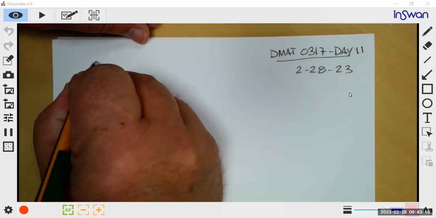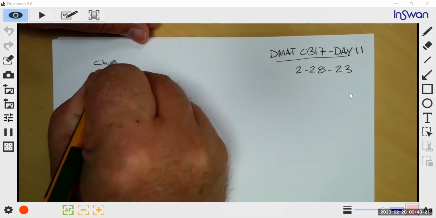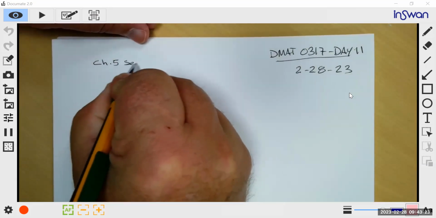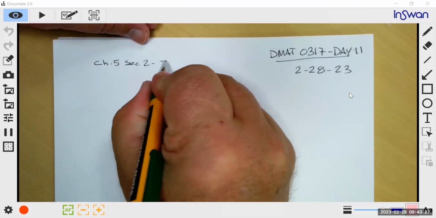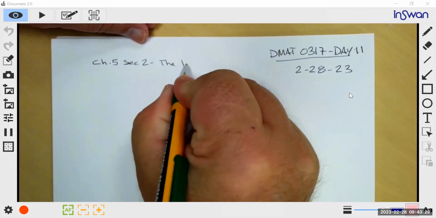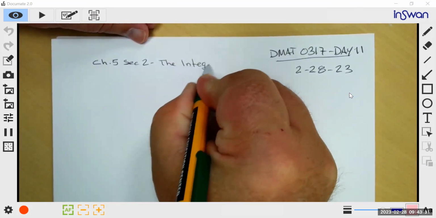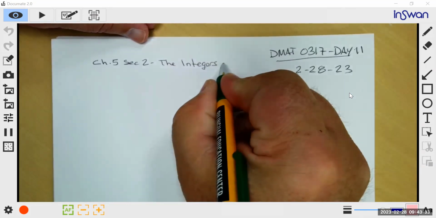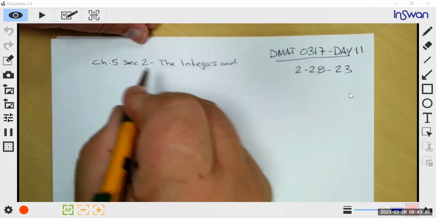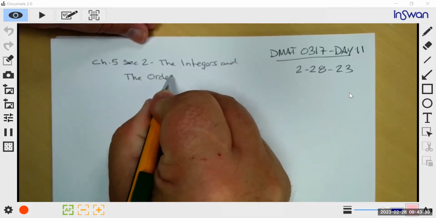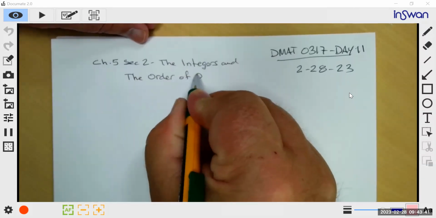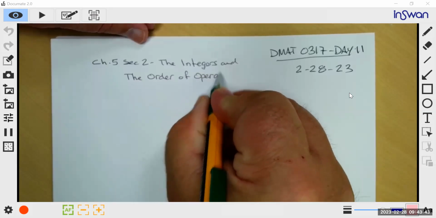So let's go on to chapter 5, section 2. It's called the integers and the order of operations.